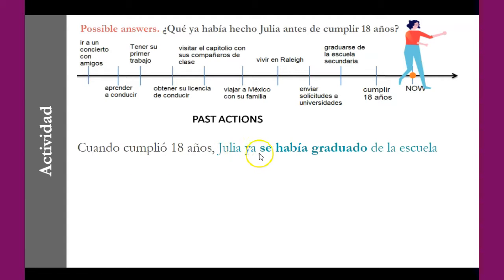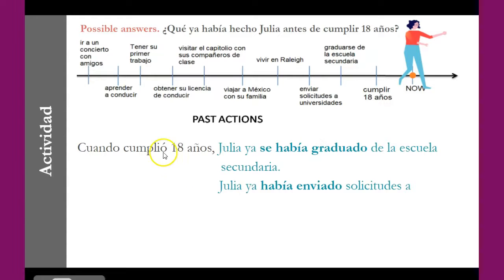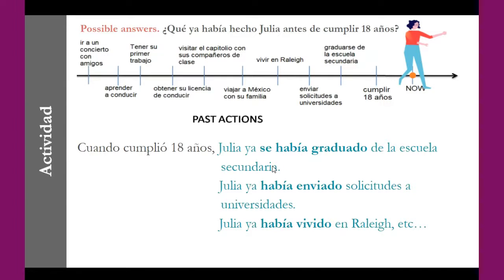Cuando cumplió 18 años, Julia ya se había graduado de la escuela. So she graduated from school here. So when she turned 18, Julia had already graduated from high school. The escuela secundaria is high school. When she turned 18, Julia ya había enviado solicitudes a universidades. So she had already sent some applications to universities when she turned 18. She had done that before.